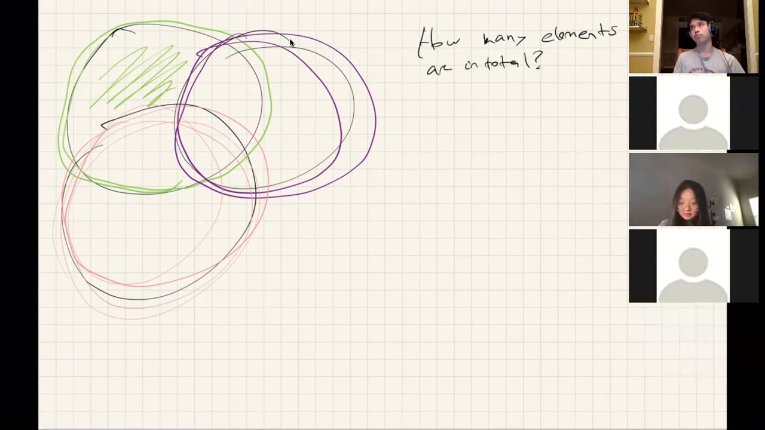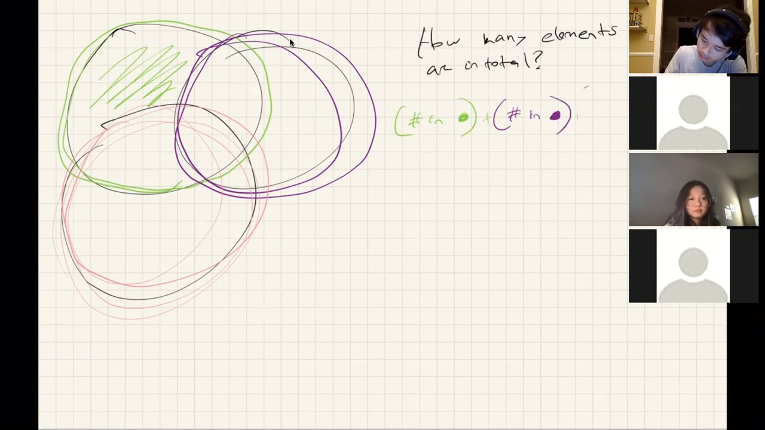Once again, one way we could do this is just count all the elements up one by one, but that's no fun, and you're bound to mess up somewhere. So the principle of inclusion and exclusion tells us that the number of elements in total is the number of elements in the green circle, plus the number in the purple circle, plus the number in the pink circle.